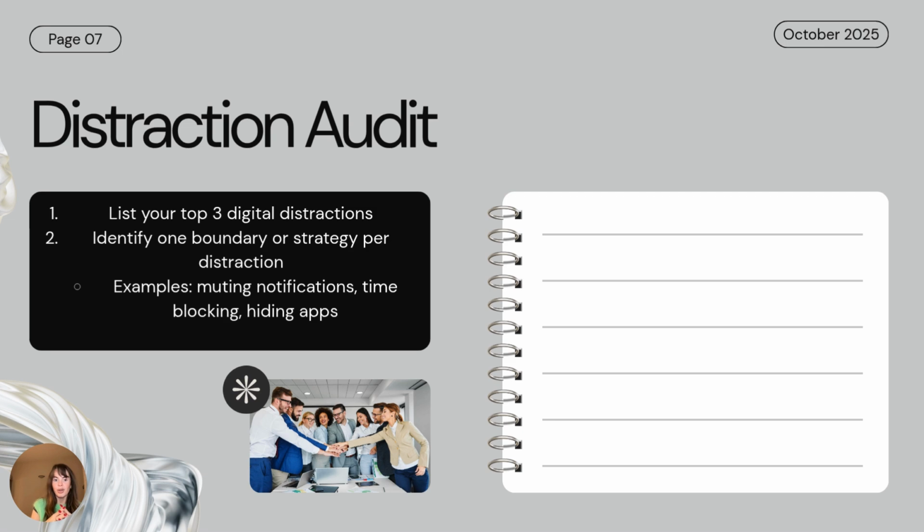So think about what the top three distractions are that you have, and then identify one boundary or strategy that you can put in place. Some examples: muting notifications, time blocks, hiding apps. There's so much you can do, and there are so many applications for your phone that block this as well. So I think being able to implement some boundaries around it is really powerful, and definitely something that you should integrate into your daily routine when you're thinking about your digital usage.